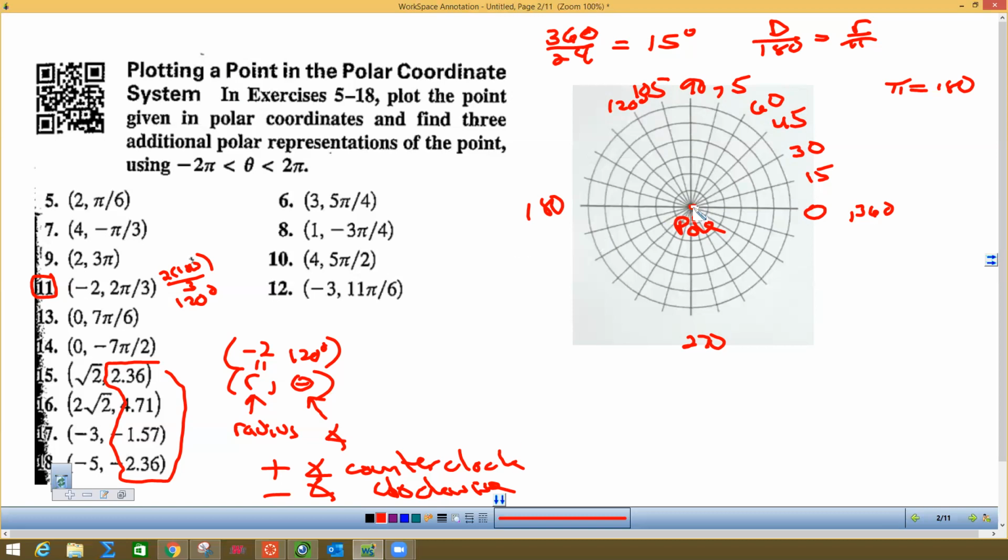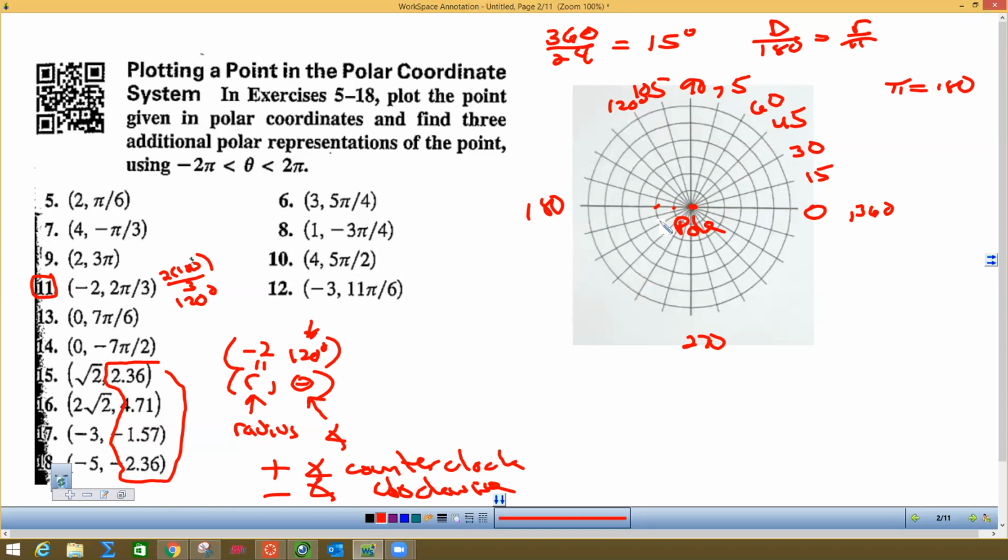So at the pole, what direction would you go for -2? Which way is -2? Left. Isn't that just the way it was on X lines? It's left. So you're going to start here, and since R is -2, we're going to move 2 to the left. We're going to move to there first, and now I need to go 120 degrees from there.